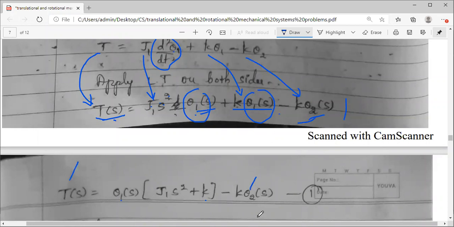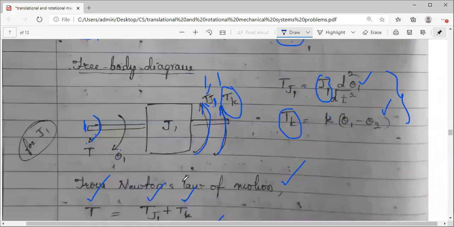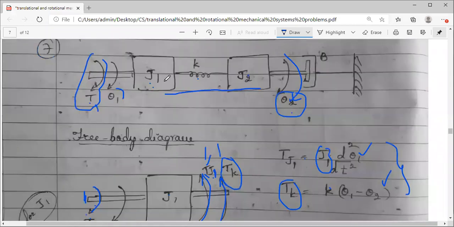So I want the ratio. Let's see what can be done. Then this is for first body J1. Now I will repeat all these steps for second body J2. So draw the free body diagram for J2.